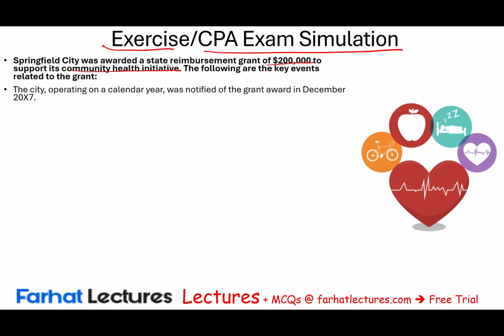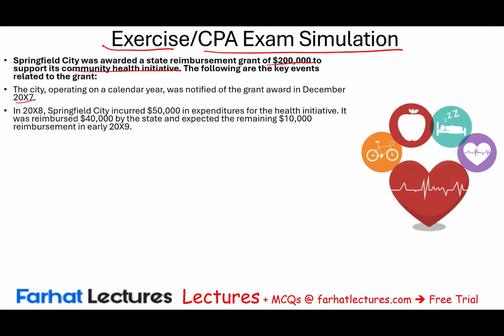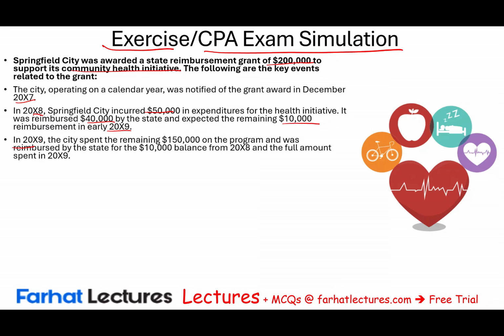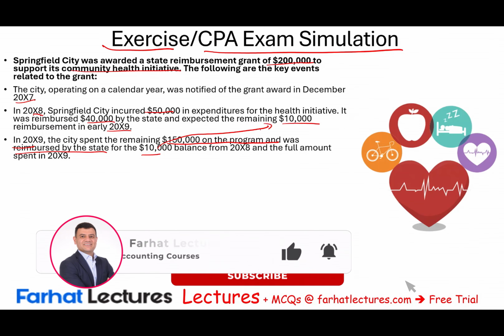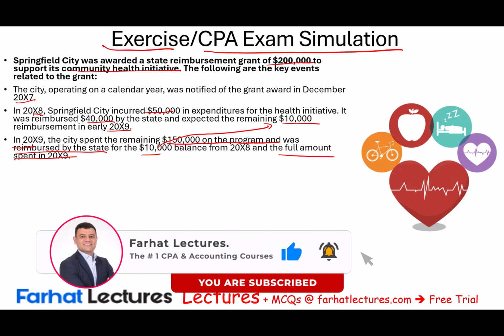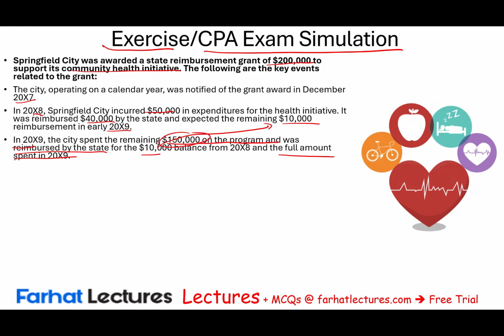So, the city operates on a calendar year and was notified about the award in December X7. So they were notified by the end of X7. In X8, the city incurred $50,000 in expenditures for the health initiative. It was reimbursed in that year $40,000 and expected the $10,000 to be reimbursed in X9. In X9, the city spent the remaining $150,000 on the program and was reimbursed by the state the $10,000 from the prior year and the full amount spent in 20X9, which is $150,000.